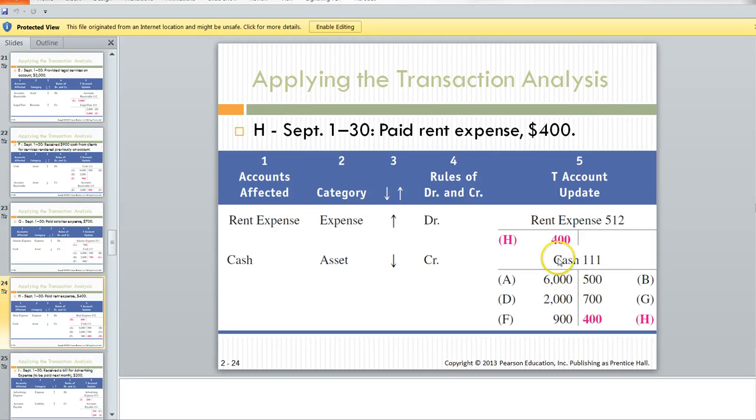You paid your rent, very similar to the previous. Debit rent, credit cash, add to your expense, reduce your cash. The diagram here shows you the types of accounts, the accounts affected, what kind of accounts they are, what direction they need to move, and how to finish off the transaction in terms of debit and credit.